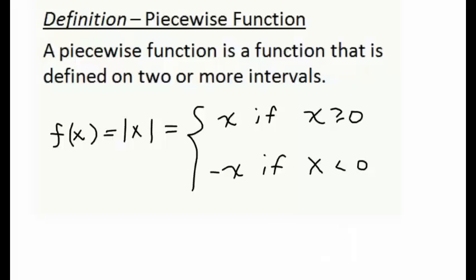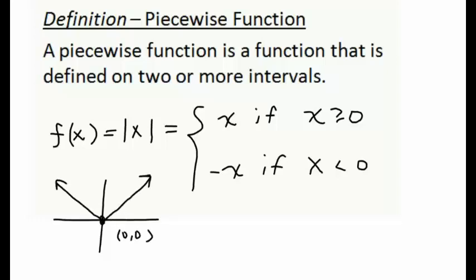A piecewise function is a function that's defined on two or more intervals. So I've put down here probably one of the most famous piecewise functions, called the absolute value function. We've already seen what a plot of the absolute value function looks like. It has a minimum at (0, 0) and opens up in a V shape on either side of its minimum.